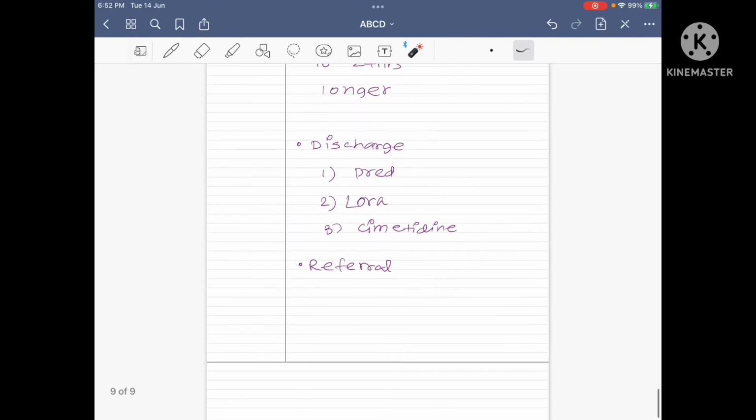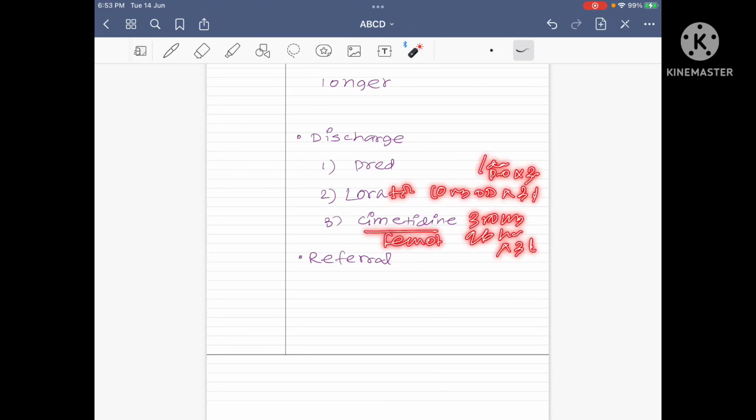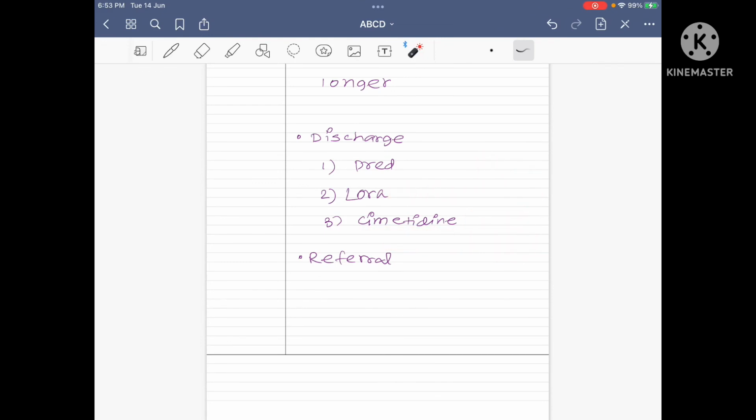Now, while discharging, what should you do? Which medication should you prescribe? Prescribe prednisolone 50 mg per day per oral for 3 days, loratadine 10 mg OD for 10 days, cimetidine 300 mg for 3 days, all 3 days. You can also give famotidine. And you should offer referral to the patient after discharge to an allergist to see whether the patient is allergic to any specific substance, or offer the patient to carry an EpiPen.